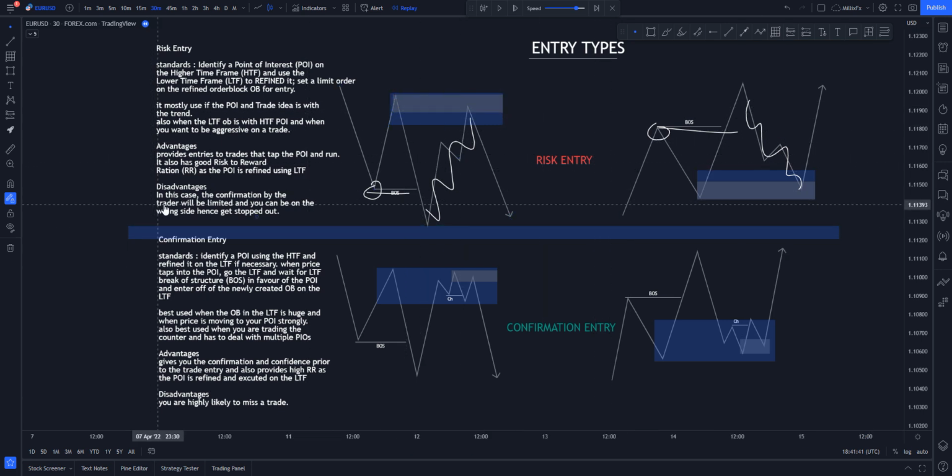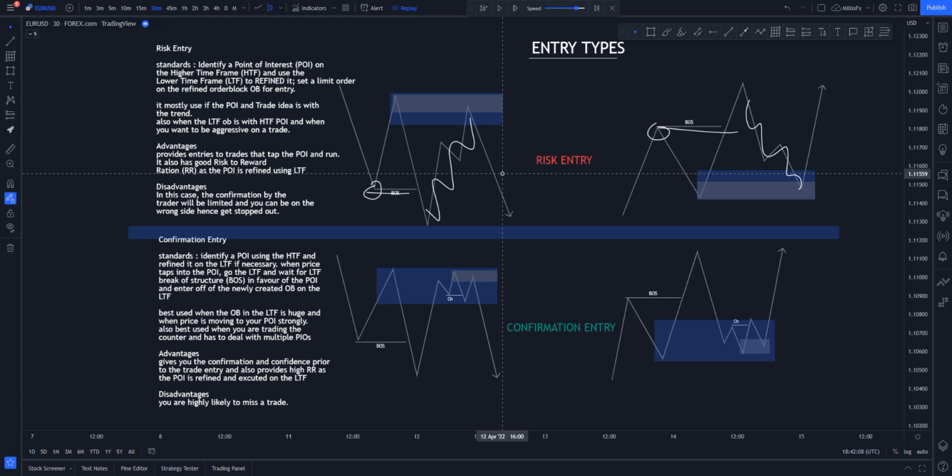The disadvantage of this one is that the confirmation by the trader will be limited. You can be on the wrong side and hence get stopped out. Because you don't have any confirmation, you can easily get stopped out, because you take a sell and maybe it was a buy. The trend hasn't given you confirmation to go down yet and you've already entered. So if you have no confirmation, how do you know that the trend is going to the downside?